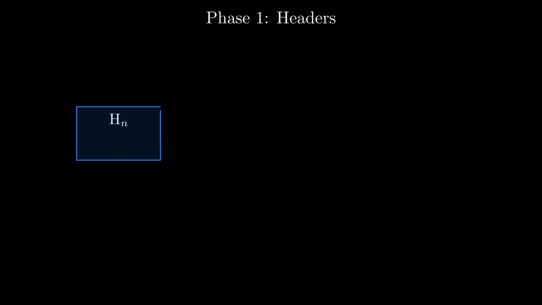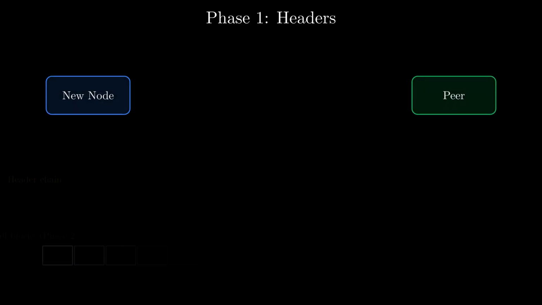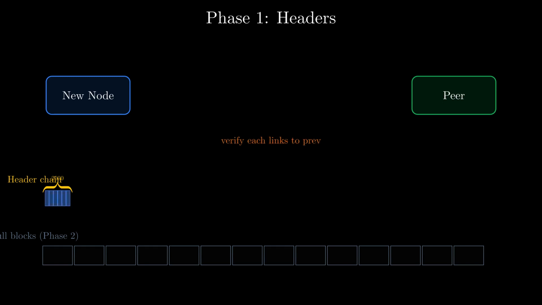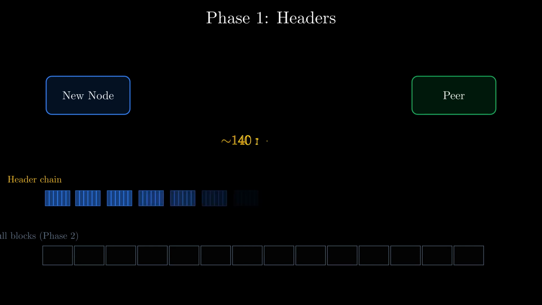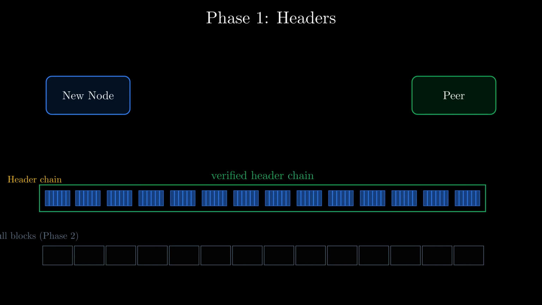Phase 1, headers. A block header is just 80 bytes: version, previous hash, Merkle root, timestamp, difficulty, nonce. Tiny compared to a full block. The node sends getheaders with its current top hash, and the peer responds with a headers message containing up to 2,000 headers. The node verifies each one links correctly to the previous, appends them, and repeats with the new top hash. After perhaps 140 round trips, the node has the entire header chain, a verified skeleton of Bitcoin's history, weighing only a few hundred megabytes.